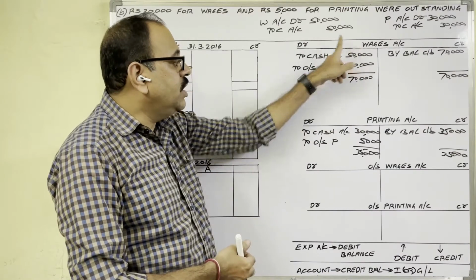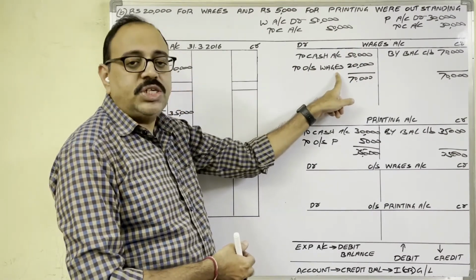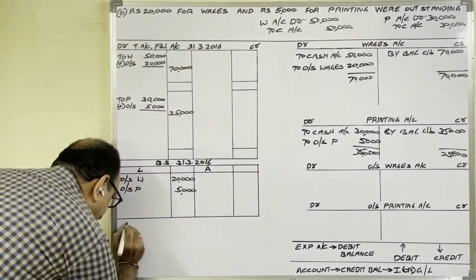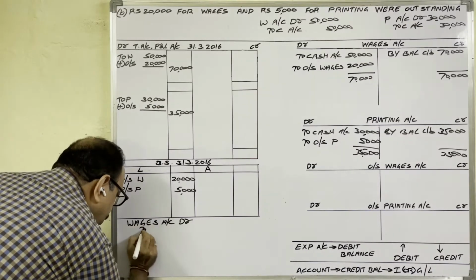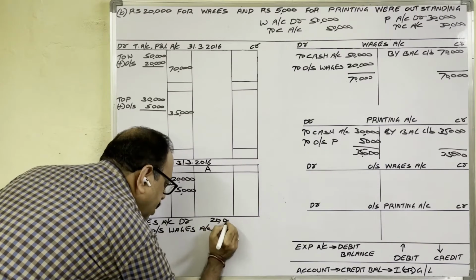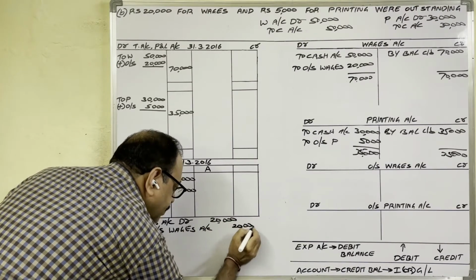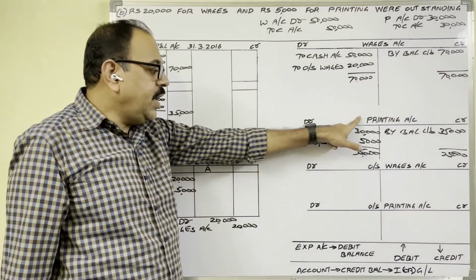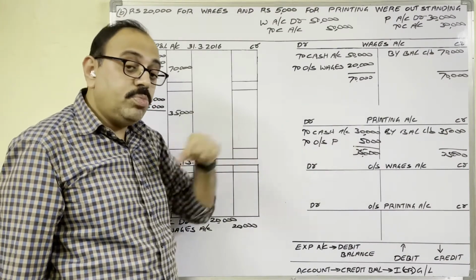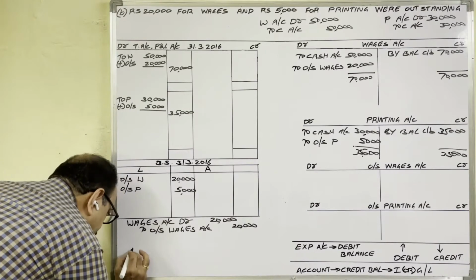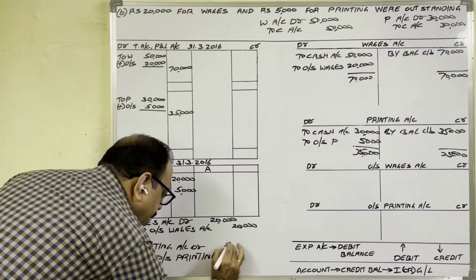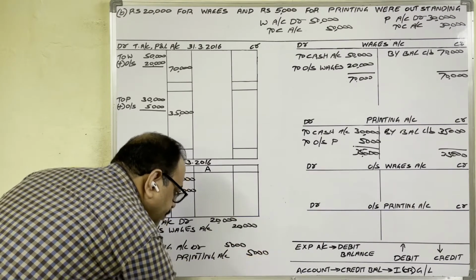In wages account, debit side we posted outstanding wage 20,000. If you want to post like this, entry should be wages account debtor to outstanding wages account, amount 20,000 and 20,000. Similarly, in printing account debit side we want to post to outstanding printing 5,000. Then what should be the journal entry? Printing account debtor to outstanding printing account 5,000 and 5,000.